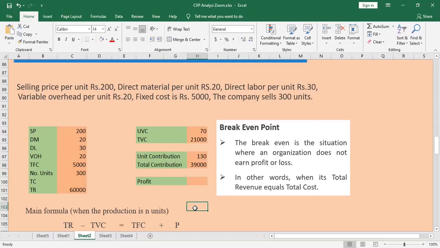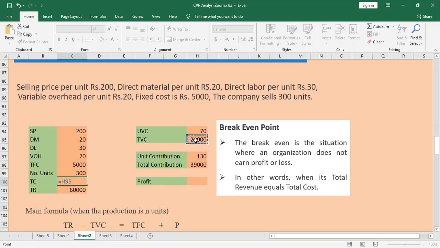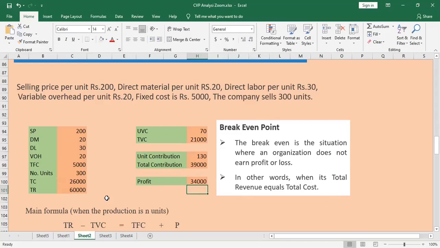How do you calculate the total cost? Easy. Total variable cost plus total fixed cost. So we have all that information here. Total variable cost is 21,000 plus total fixed cost of 5,000. So you have 26,000 rupees total cost. Then you can easily calculate the profit. Total revenue 60,000 rupees minus total cost 26,000. So you are getting 34,000 as your profit.